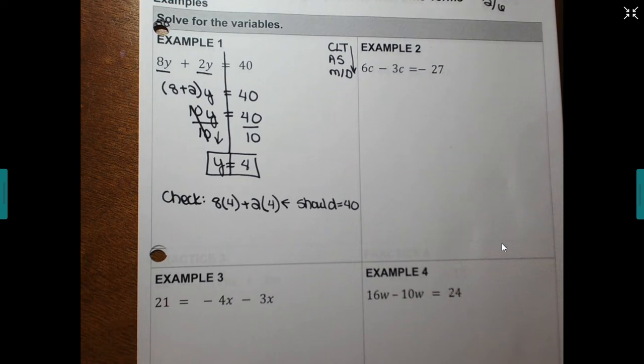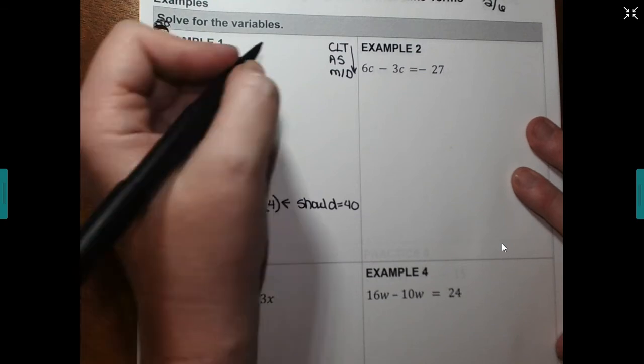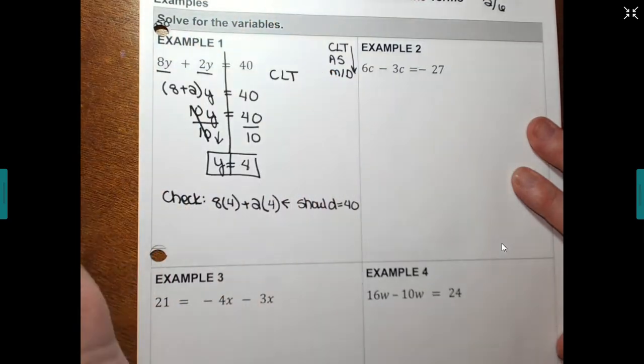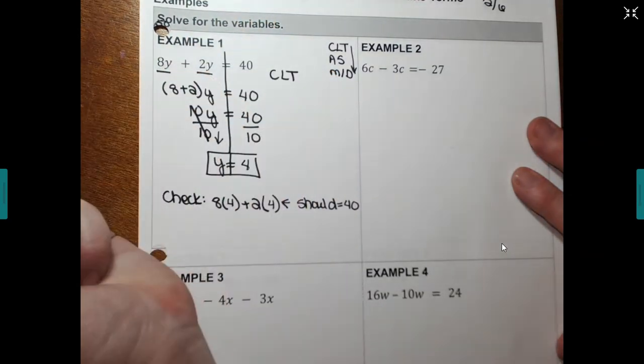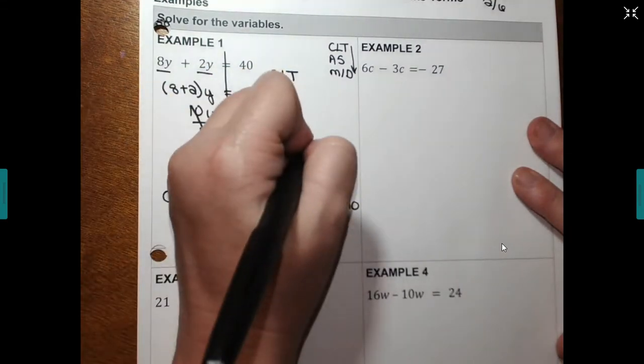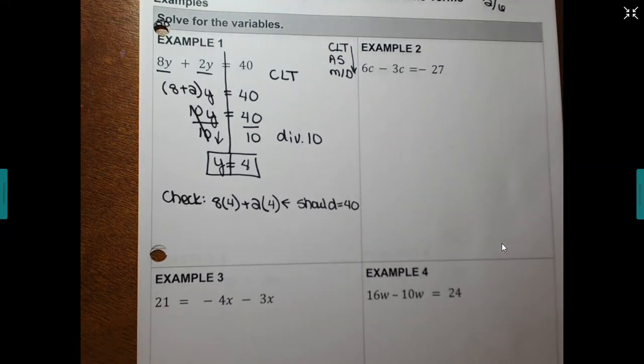Okay. One more thing on this one, let's talk about what steps we did. So the first step we did was we combined like terms. And then, who knows what our next step was? We divided by 10. Go ahead and get that problem down. Hit pause if you need to. Play when you're ready to join us again.